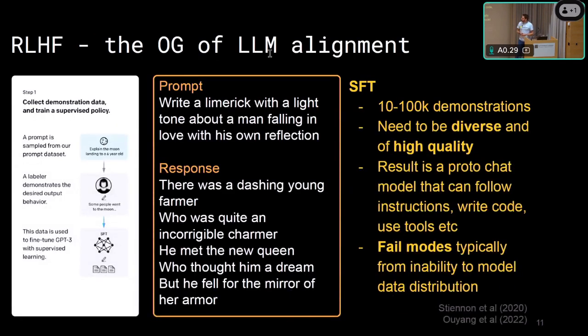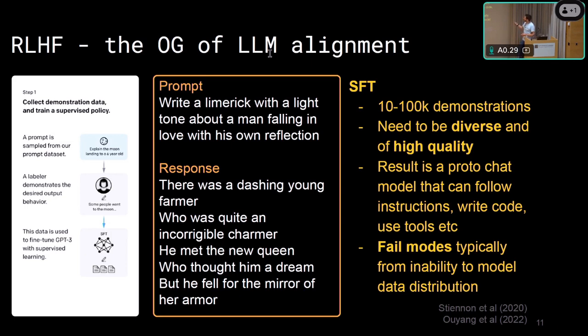So I want to start by going through the recipe that we believe OpenAI and other companies are using. This is the blueprint that was available prior to ChatGPT in a very influential paper called InstructGPT by OpenAI. And they had a recipe involving these 3 steps. The first one was indeed this SFT step, where you have some sort of prompt, write me a limerick about a man falling in love with his own reflection. And then a human annotator would have to think and generate some sort of limerick like this.